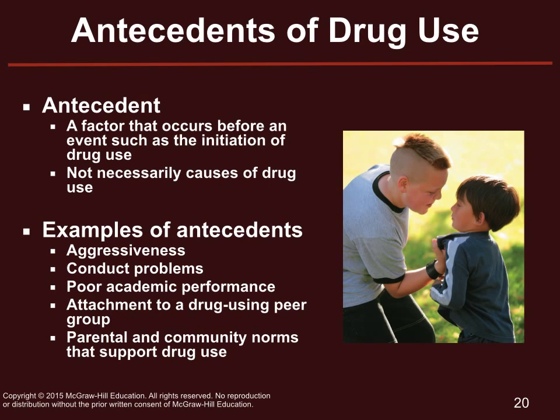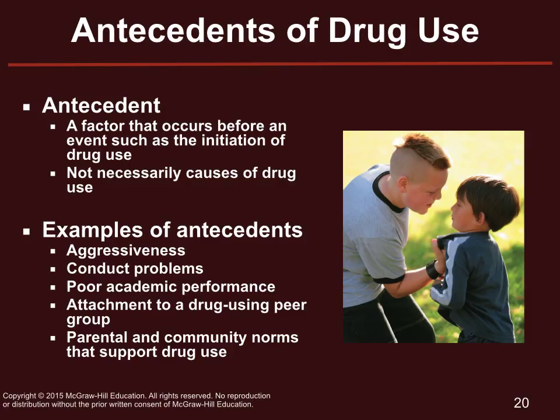So we talked about correlates, or things that happen at the same time as drug use. Now we're going to talk about antecedents. These are factors that occur before an event, and they're not necessarily causes either. They're kind of like correlates that occur before the drug use is noted. So when we talk about antecedents, we're talking mostly about behavioral factors that we've noted.